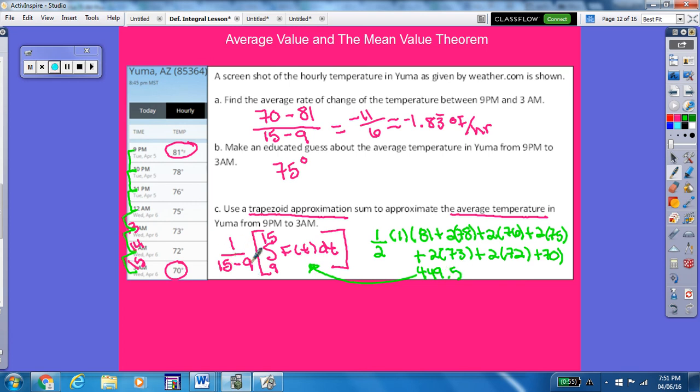We still have to multiply by 1 over 15 minus 9. So when we do that, we are actually dividing by 6. And the result comes out to 74.9167. And that would be degrees Fahrenheit, because remember, this is actually temperature, the average. And I had guessed it was 75, pretty darn close, 74.9.